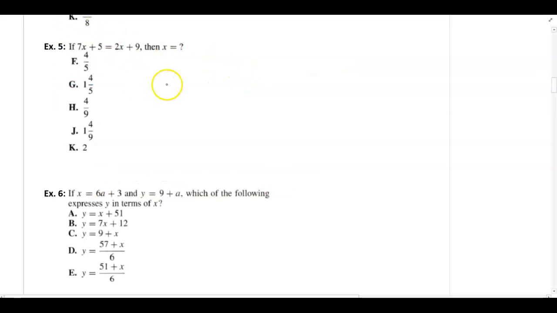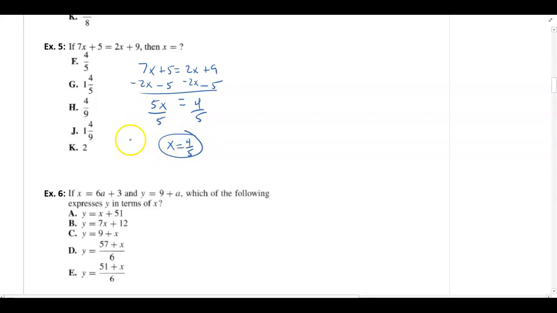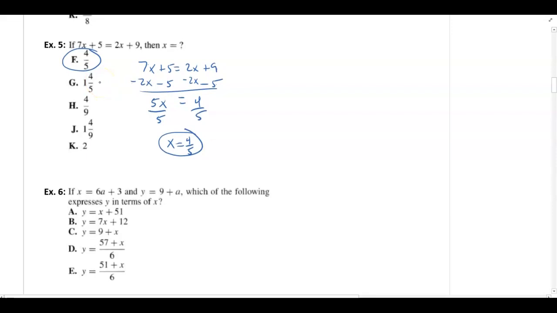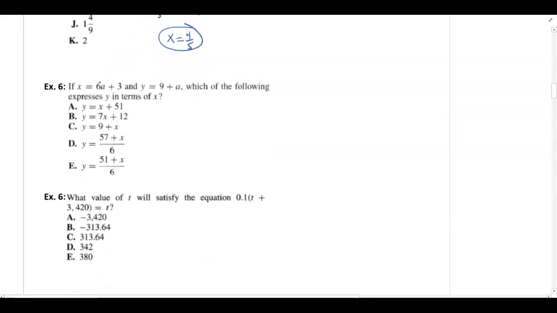So, example 5, right? Fairly straightforward problem again, right? And what you're going to do is subtract 2x to solve it. Subtract 5, you get 7x minus 2x is 5x, equals 9 minus 5 is 4. And when I divide by 5, x equals 4/5, right? And if I look, that's letter F. Now you could also work backwards from the answer choices and plug those in, right? But that should be as straightforward. These equations must be get-correct problems.